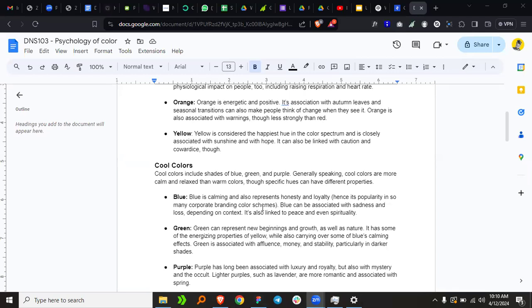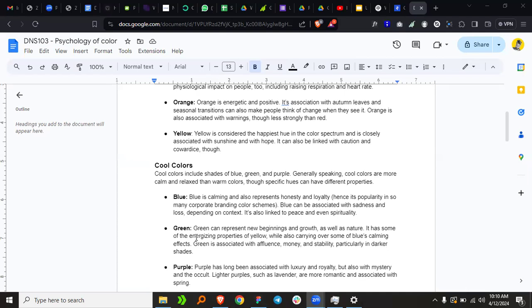For example, say you are designing a product and you want the user to take an action and you want them to trust that action. You might decide to go with a blue color, because the color is calming and trusting. Probably you might have seen it on some products. It's also linked to peace and even spirituality. So that's for blue.